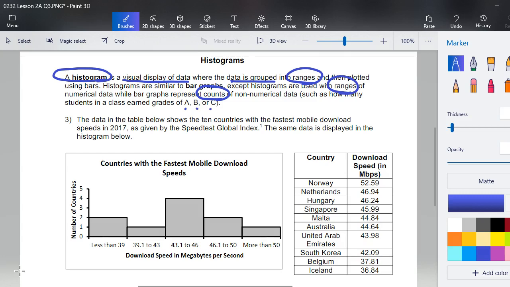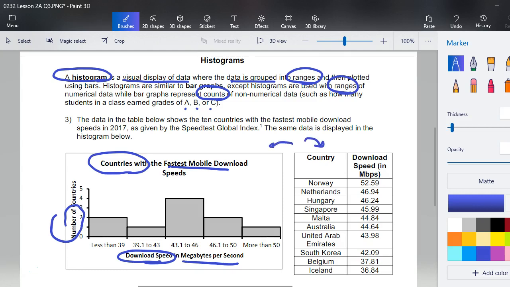So looking at our histogram, the data in the table below showed the 10 countries with the fastest mobile download speeds in 2017, and here's the reference of where that comes from, but make sure you look at your chart. These are the countries, fastest mobile downloads. Here are the number of countries, the download speed, megabytes per second. And the same data is in the chart as in the histogram.